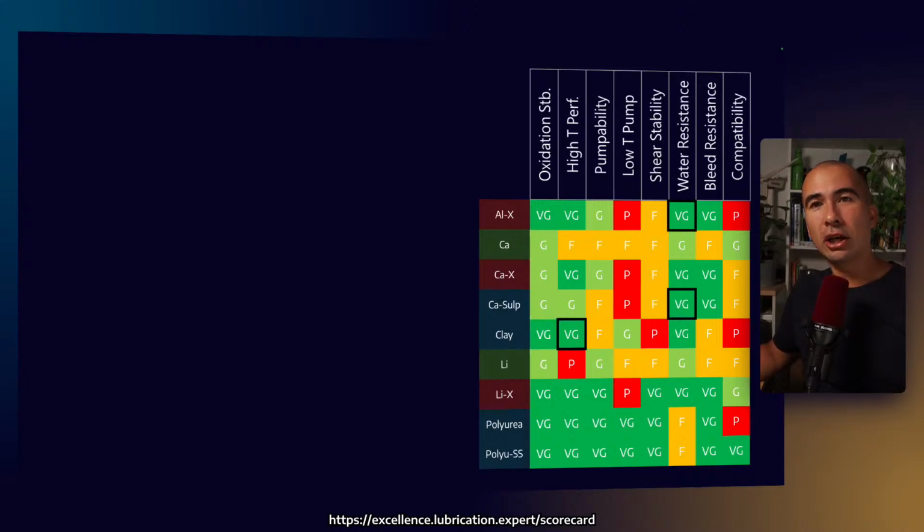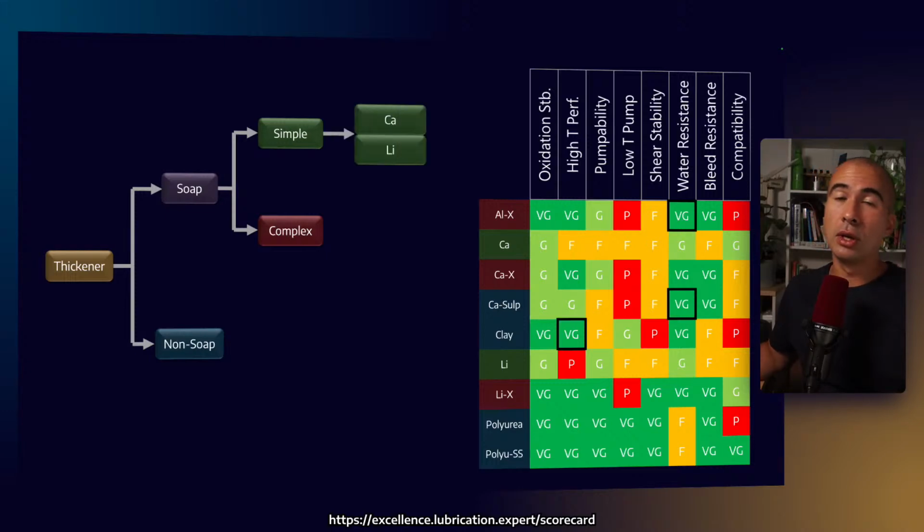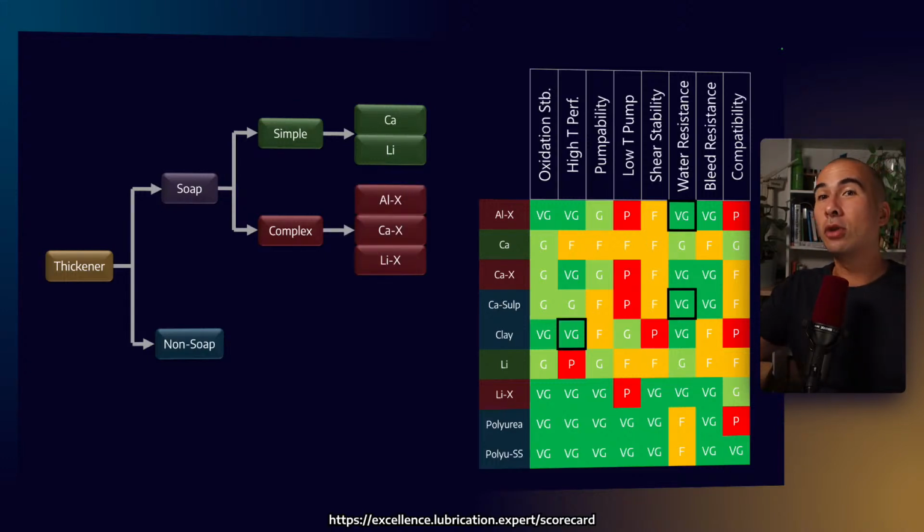Now, there are different thickener types, and each has its strengths and weaknesses. By far, the most common type of grease thickener is the lithium greases. So between thickeners, we can split them out into soap and non-soap type greases. And within soaps, there are simple and complex. So a simple grease would be a calcium grease, a lithium grease, a barium grease, something like that. For a complex grease, you'll see aluminium complex, lithium complex, calcium complex.